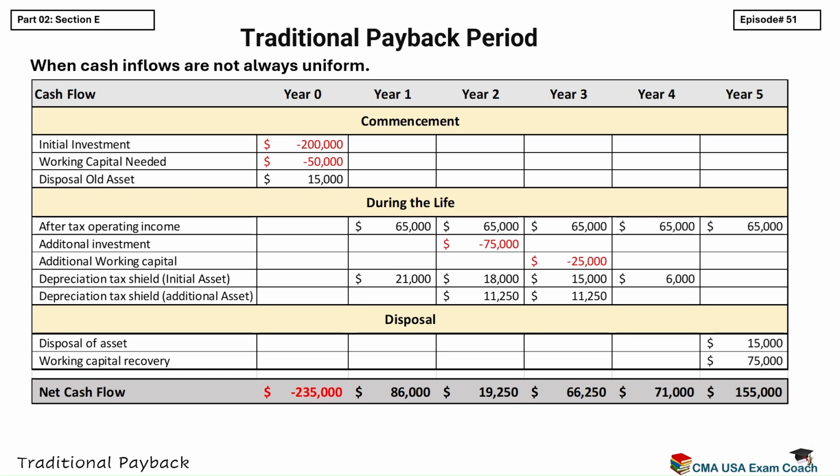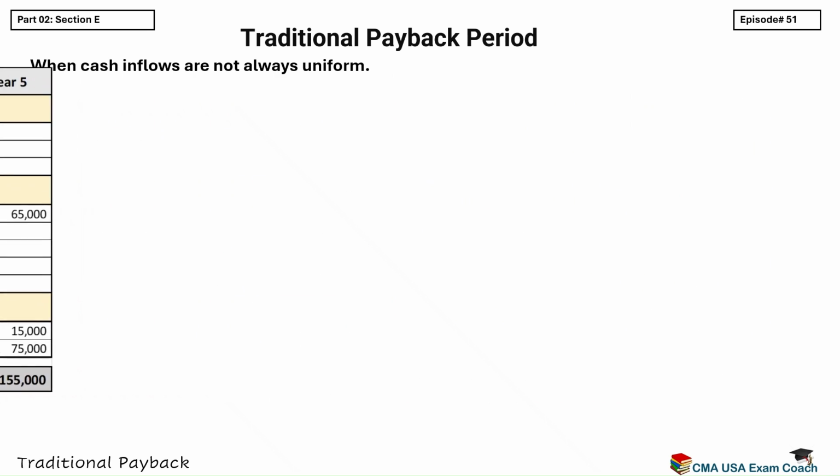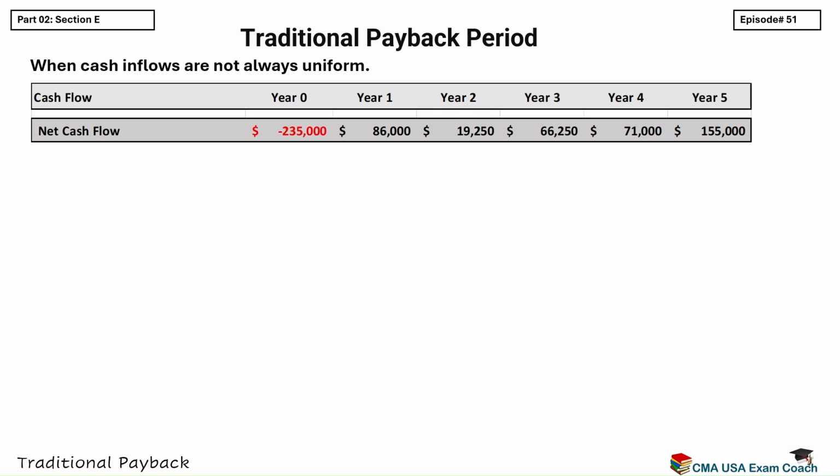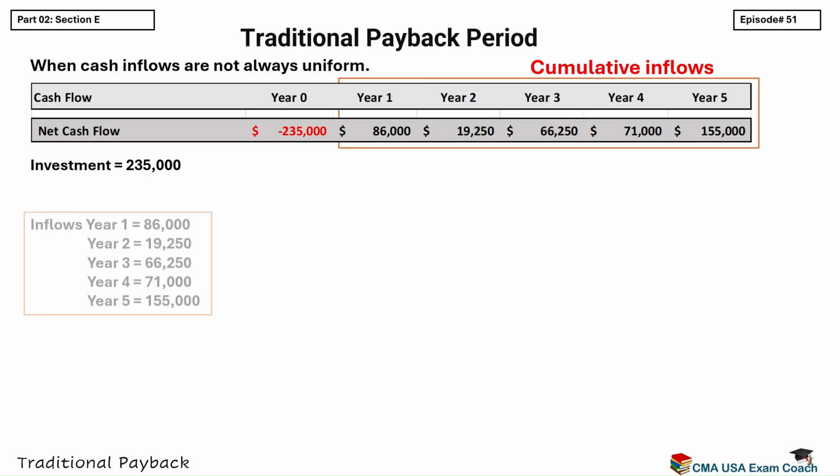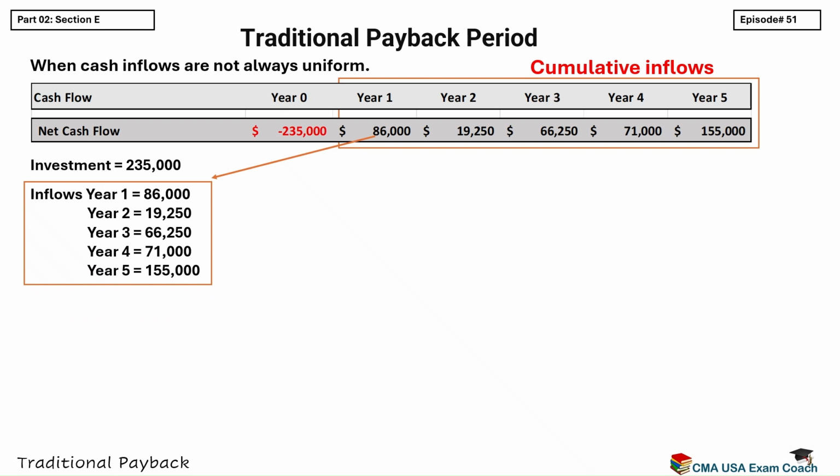In year 1, the total inflow was $86,000. In year 2, after considering the additional investment, the net inflow dropped to $19,250. In year 3, after accounting for the extra working capital, the inflow became $66,250. In year 4, with only the regular operations and depreciation shield, the inflow was $71,000. And finally, in year 5, with operating inflow plus recovery of working capital and disposal proceeds, the inflow rose to $154,000.